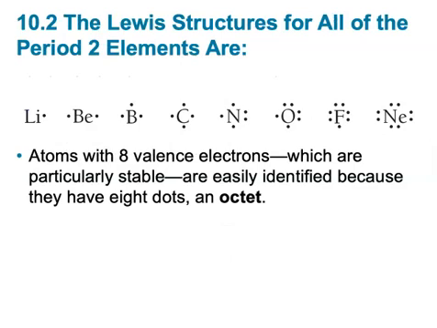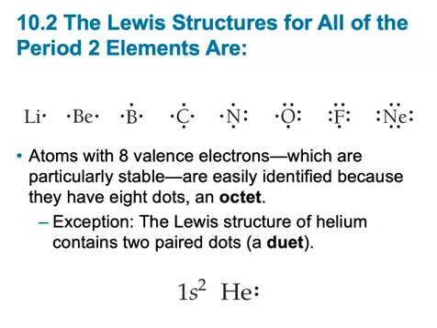Lewis structures allow us to easily see the number of valence electrons in an atom. Atoms with 8 valence electrons, which are particularly stable, are easily identified because they have 8 dots, or what we refer to as an octet. Again, the only exception for this is going to be helium. Helium contains 2 paired dots, a single duet. For helium, the duet represents a stable electron configuration.